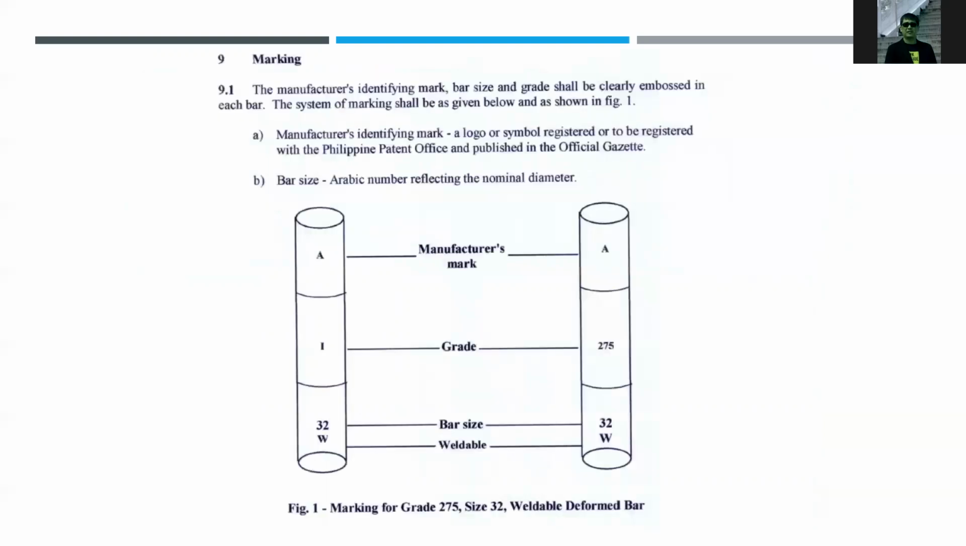Okay. So the markings for the steel, we have the manufacturer's mark. We have the grade, which is shown in I. We have the bar size, which is 32. And we have the weldable. If it's weldable, you can see the W. So these are the markings of a rebar. If you buy a rebar, you can see those markings at the end of the reinforcing bars.